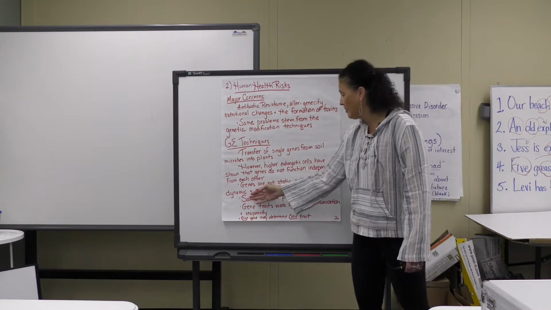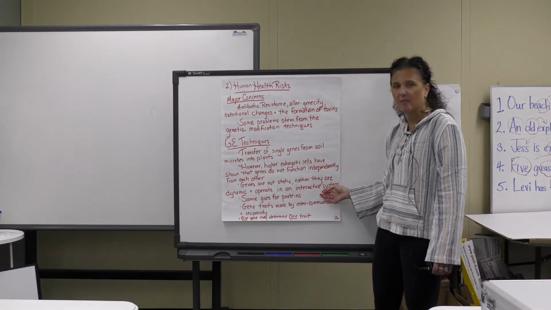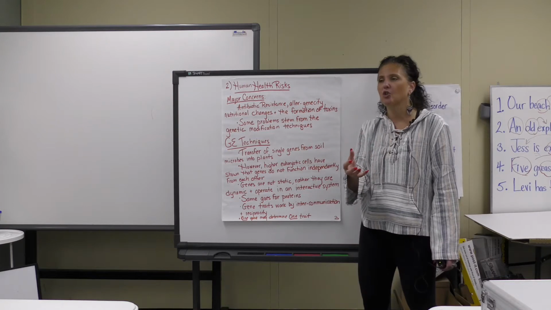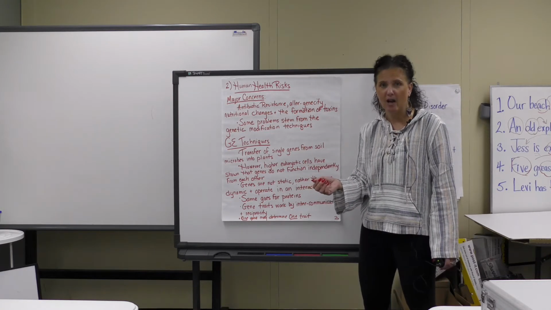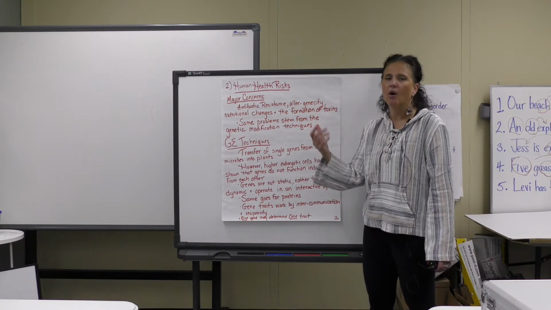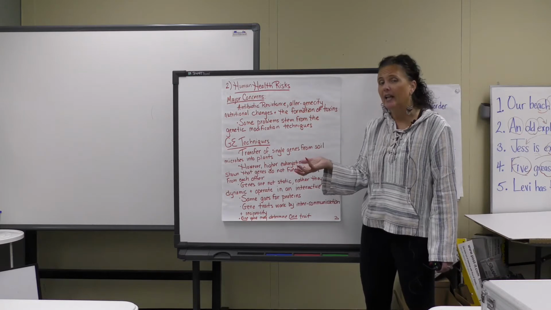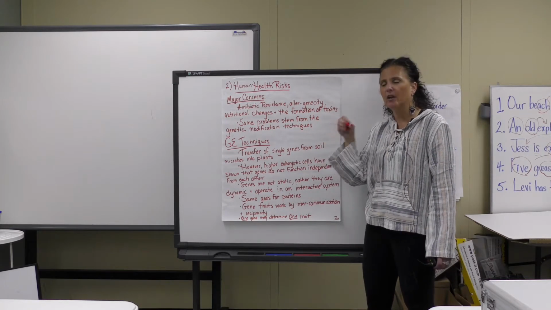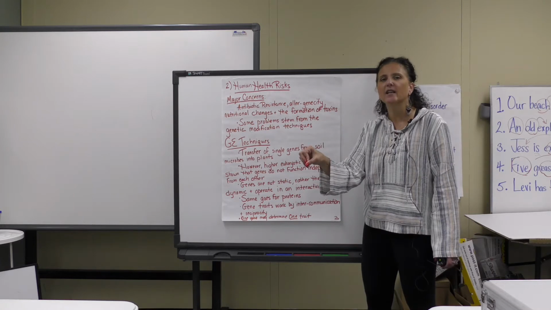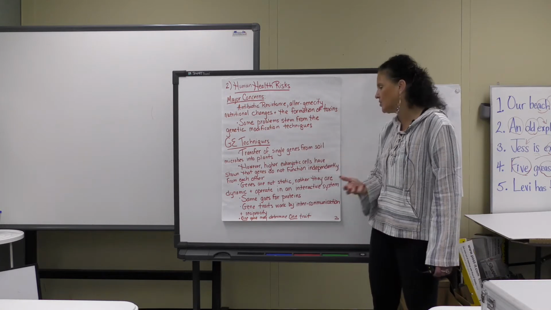Rather, they are dynamic and they operate as an interactive system. So you may have blue eyes, but you may have 27 genes for blue eyes. You may be 6 foot tall, and you may have 25 genes for height. We can't just take one gene and pull it out and get it to act independently. It doesn't. It has to affect other genes around it.